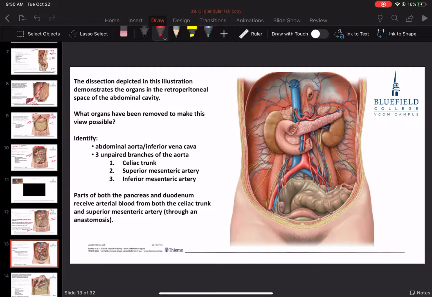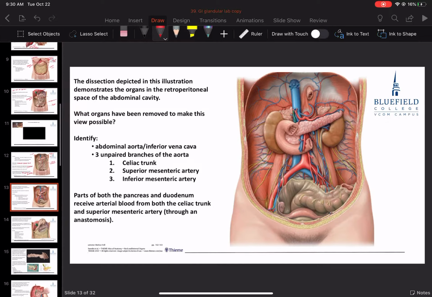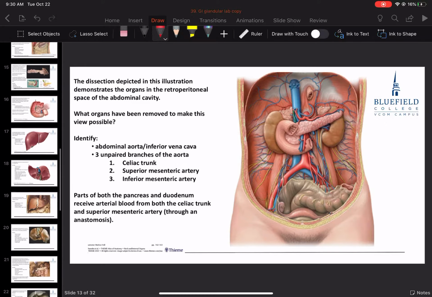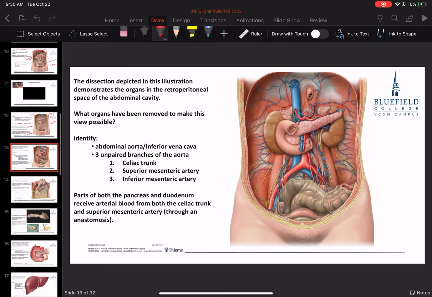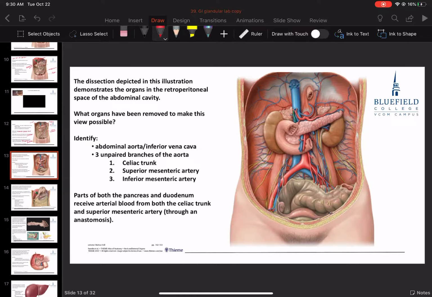Okay, so here now, I guess, let's see, this demonstrates what organs have been removed. So again, how did we make this image? That just helps get you oriented to the anatomy. This isn't all that different. The main thing we've taken away here is the parietal peritoneum that was lining the posterior abdominal wall.